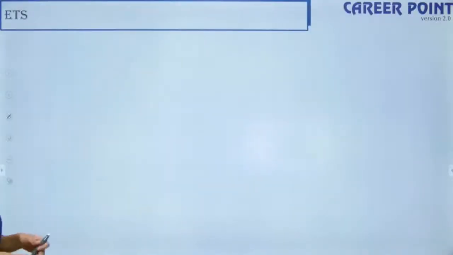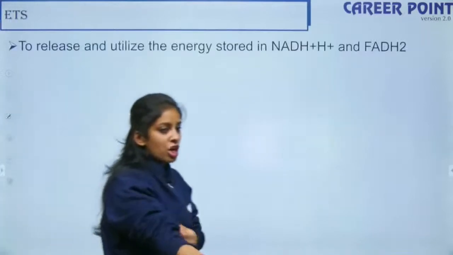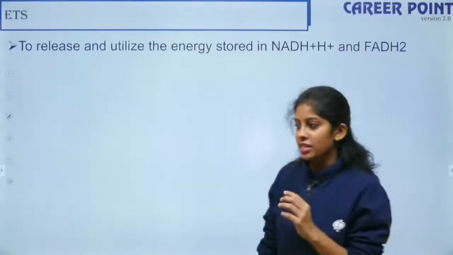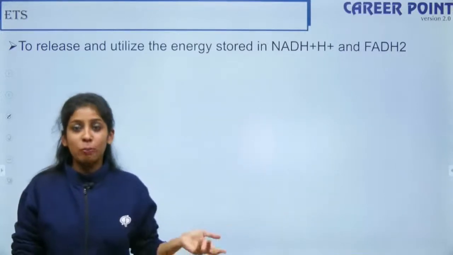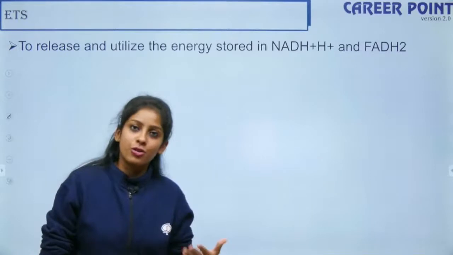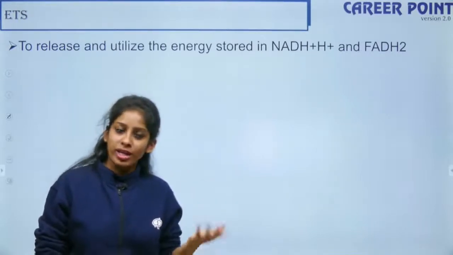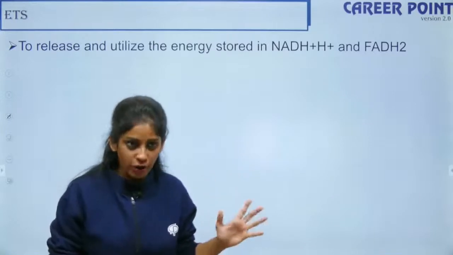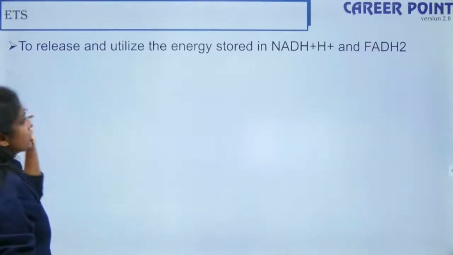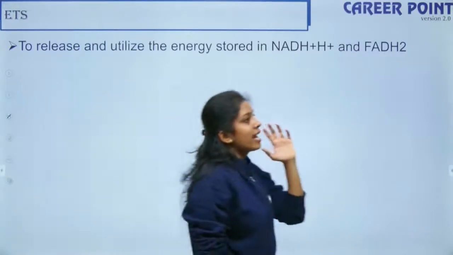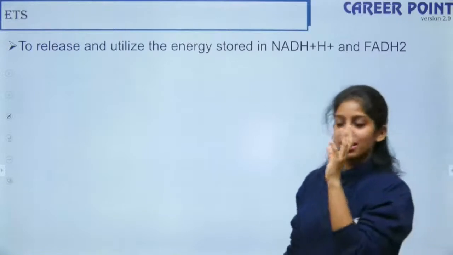So what is ETS? That is Electron Transport System or Electron Transport Chain. People say it in two ways, either as ETS, Electron Transport System, just like you say your BTS, or ETC, that is Electron Transport Chain. So chain and system is what varies. You can say it either way, it's not wrong. Why does it have to happen? To release and utilize the energy stored in NADH plus H+ and FADH2 plus H+.